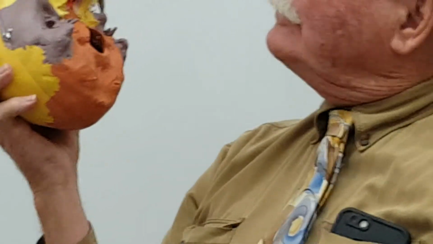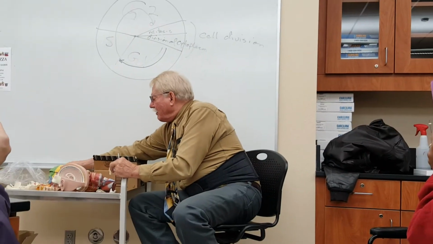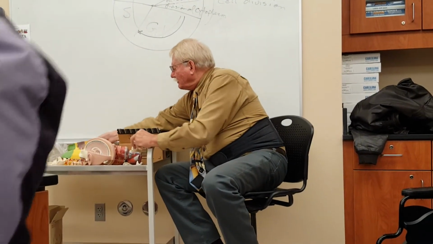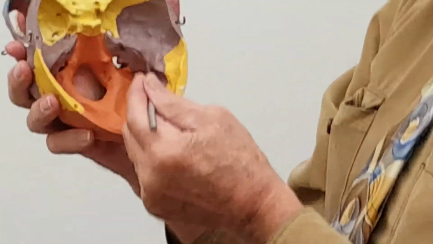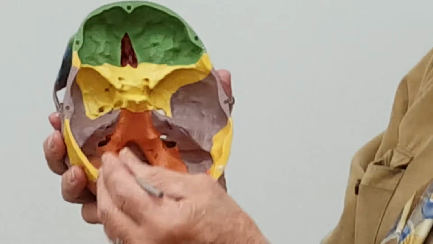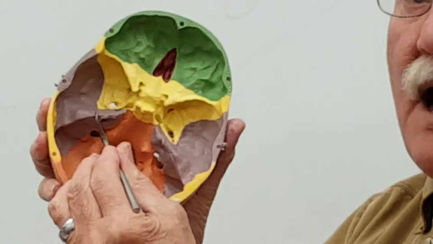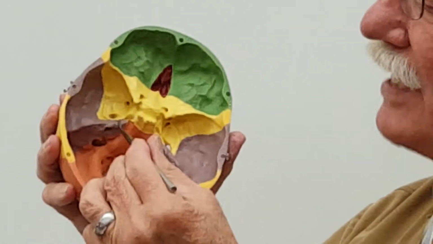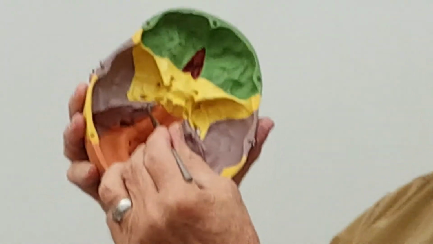Excuse me. Petrous ridge. Okay, the petrous ridge of the temporal bone is the densest part of the cranium. Let's use this. So the petrous ridge, densest part of the cranium, contains all the organs of hearing and equilibrium. That goes to show you how small the organs of hearing and equilibrium are, that they would fit entirely inside the petrous ridge of the temporal bone.